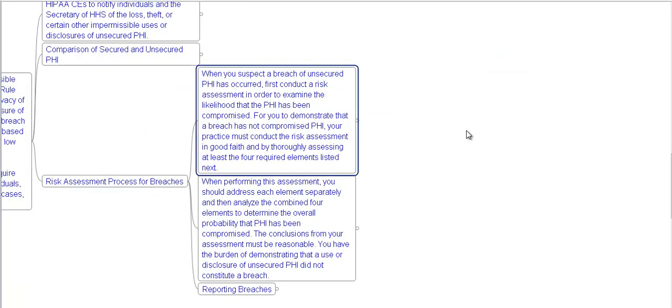When you suspect a breach of unsecured PHI has occurred, first conduct a risk assessment in order to examine the likelihood that the PHI has been compromised. For you to demonstrate that a breach has not compromised PHI, your practice must conduct the risk assessment in good faith and by thoroughly assessing at least the 4 required elements listed next.